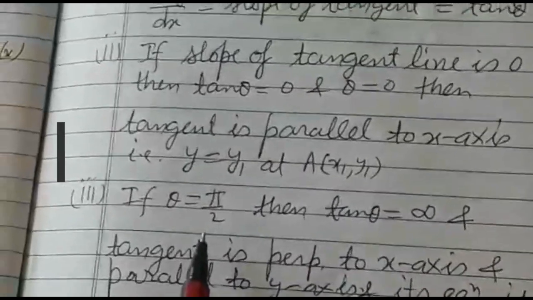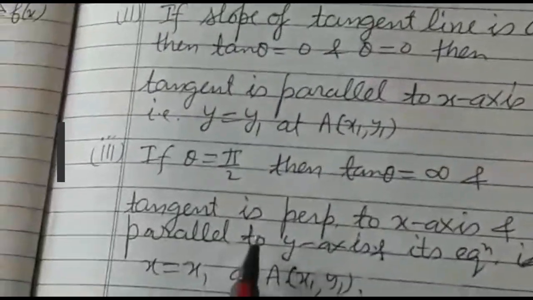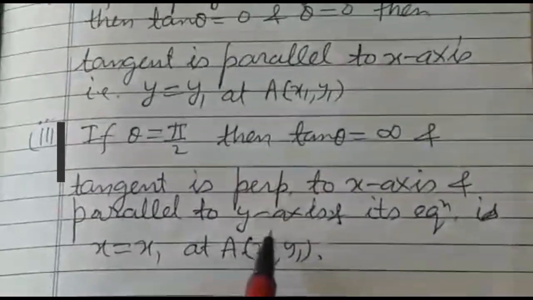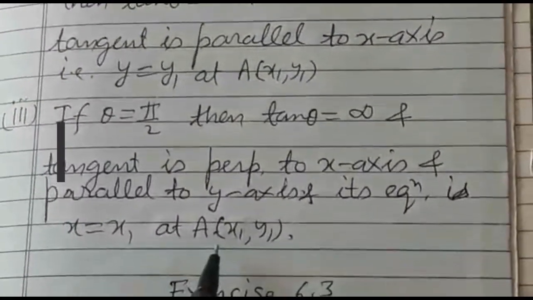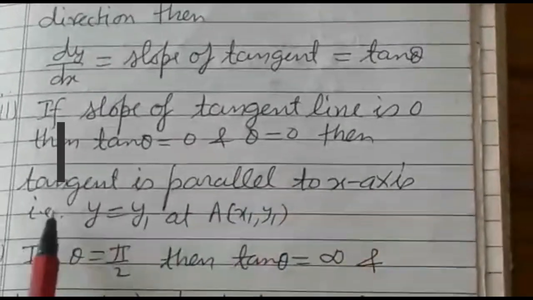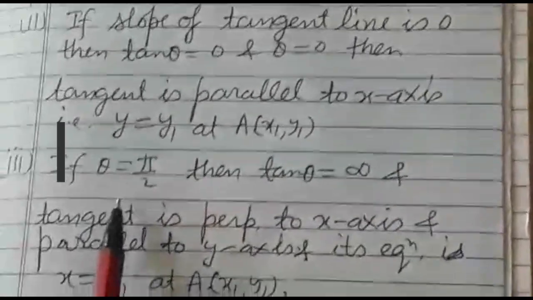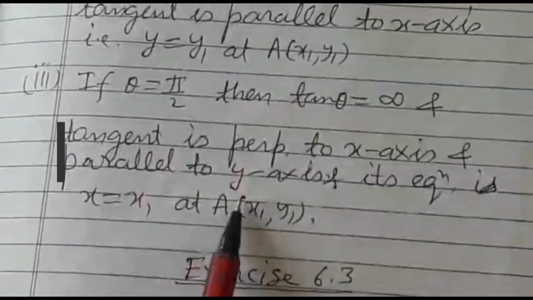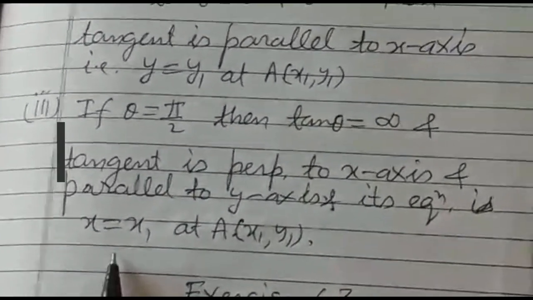If theta equals pi by 2, that is tan theta is not defined, then the tangent is perpendicular to the x-axis and parallel to the y-axis, and its equation will be x = x1 at point A (x1, y1). It means if theta equals 0, the tangent is parallel to the x-axis and the equation is y = y1. If theta equals pi by 2, then the tangent is parallel to the y-axis and perpendicular to the x-axis, and the equation is x = x1.